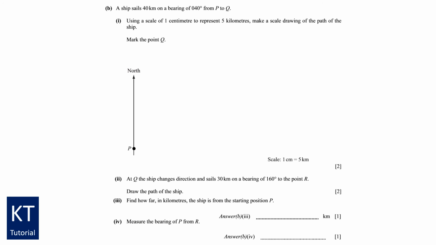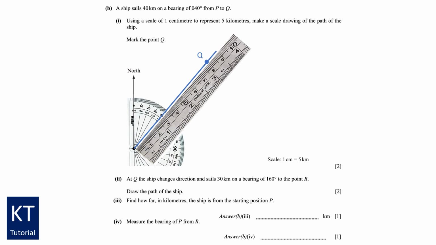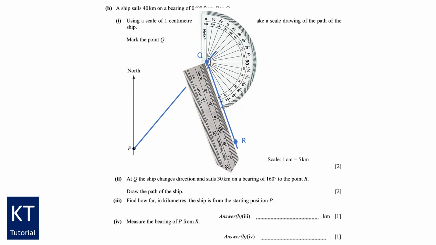Next, a ship sails 40 kilometers on a bearing of 40 degrees from P to Q. Using a scale of 1 centimeter to represent 5 kilometers, make a scale drawing of the path of the ship. Mark the point Q. This will be as shown on the diagram. Next, at Q, the ship changes direction and sails 30 kilometers on a bearing of 160 degrees to the point R. Draw the path of the ship. This too is as shown on the diagram.